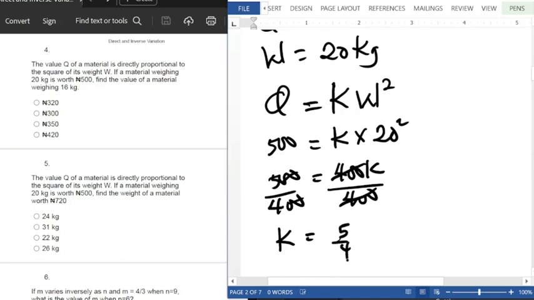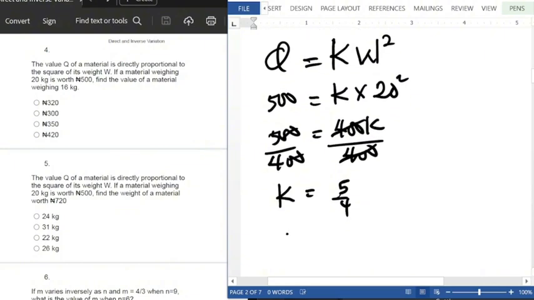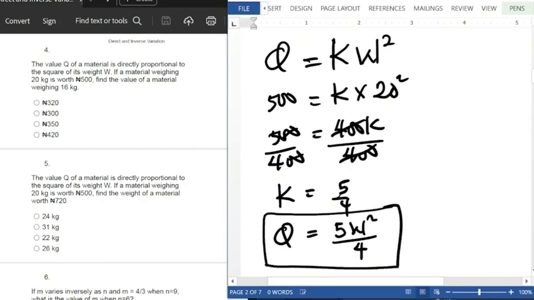But what we're asked to look for is the value of the material. That is, we're looking for the value of Q. Before that, we put the value of the constant in the equation. That's going to be Q equals 5W squared all over 4. So this is the relationship between the value and the weight of the material.